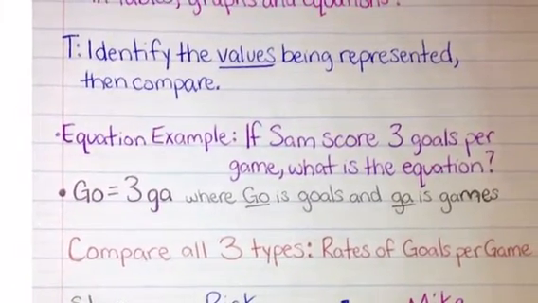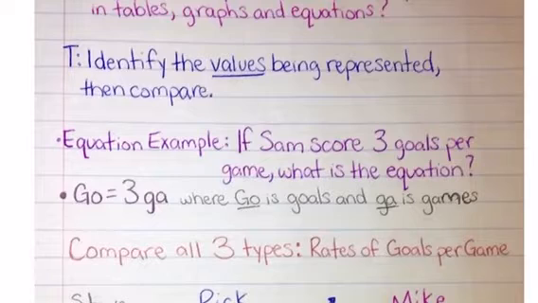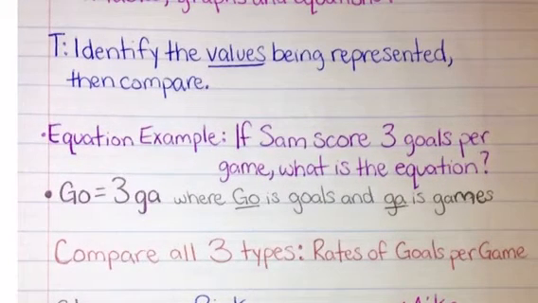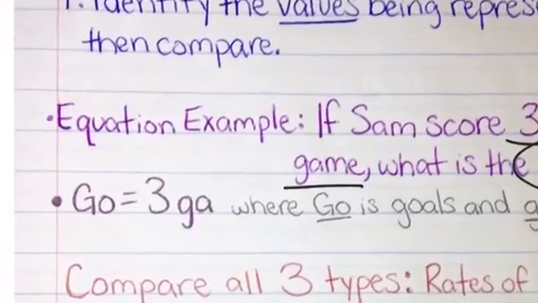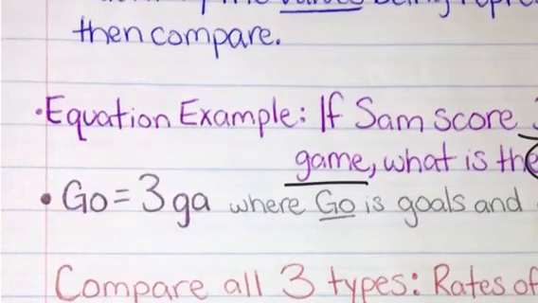So I've started us off with an example of an equation because a lot of times that's sort of the most tricky one to deal with. So let's take a look here. We're talking about Sam, and he's a soccer player. So if Sam can score 3 goals per game, what is the equation? So we are trying to write this information of goals per game, 3 goals per game, in equation form. Now remember, an equation has to have, I mean it's in the name, it has to have an equal sign. Okay, so we have our equal sign.